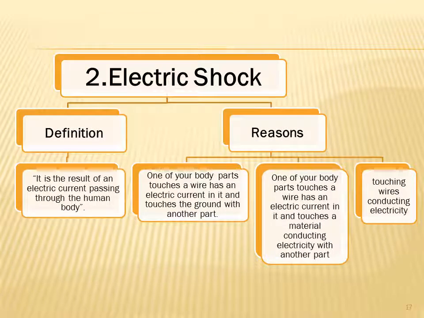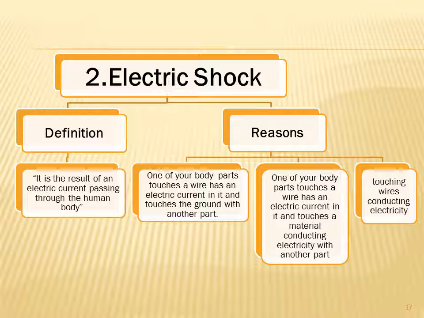Next, number two, electric shock. What is electric shock? It's the result of an electric current passing through the human body. How does this happen? It happens when the human body is a part of the electric circuit, and when it closes the electric circuit and makes everything connected together, electricity will pass easily through the human body, in, through, then out of it. Why does it happen?